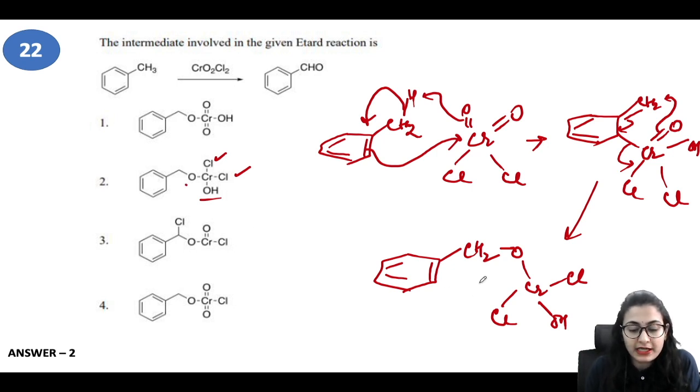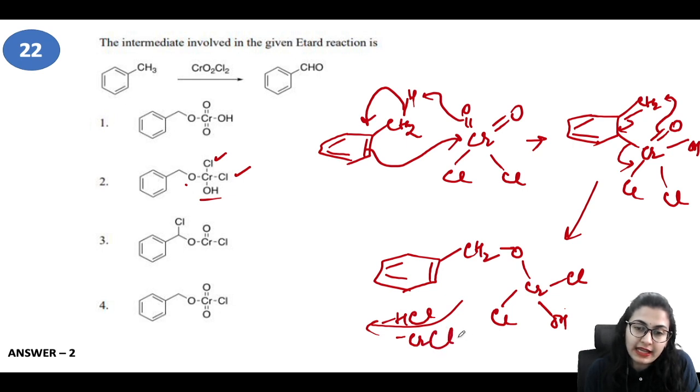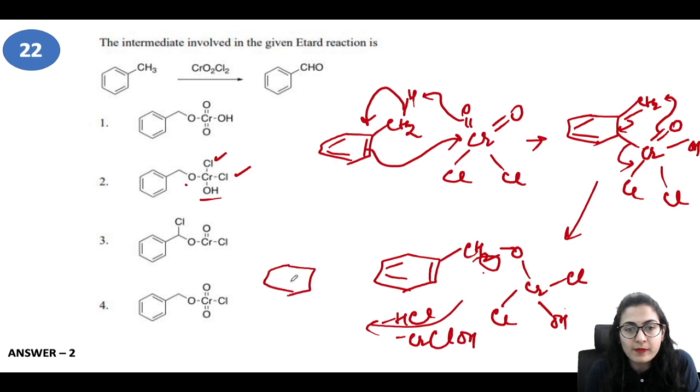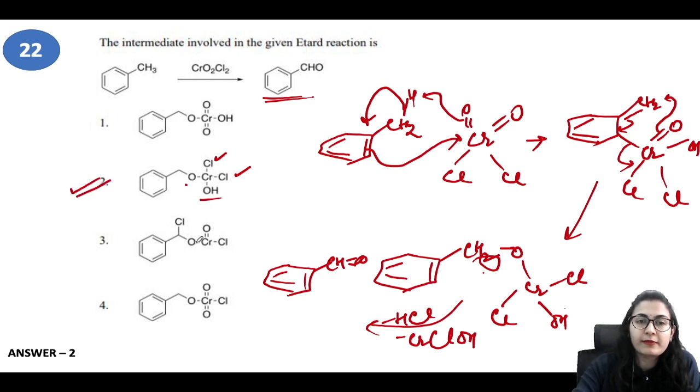Now what is the next step? The next step is elimination of HCl. Let's say कि ये H और ये Cl का elimination हो रहा है. Minus HCl, minus chromium, Cl and OH. So what do we do? Yes, this OH is going to bring away a proton from here. Only one proton remains with this. One double bond is obtained. This is what you're going to get. Aldehyde. So this is the correct answer.